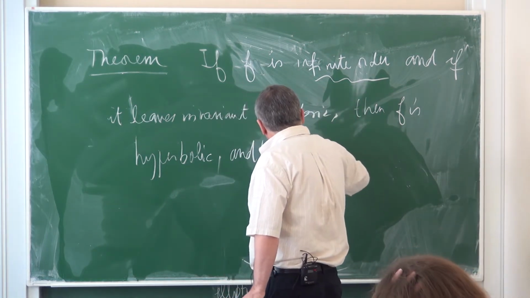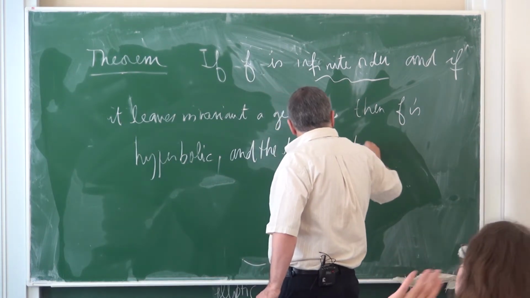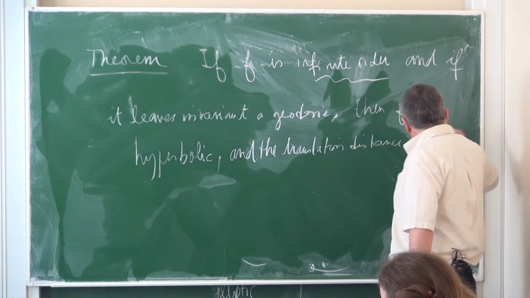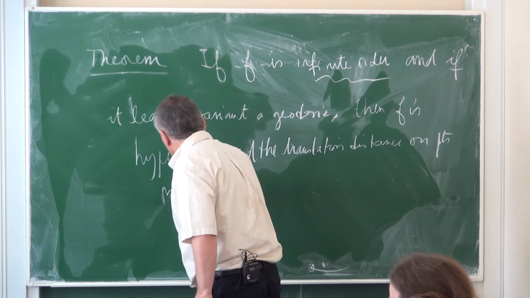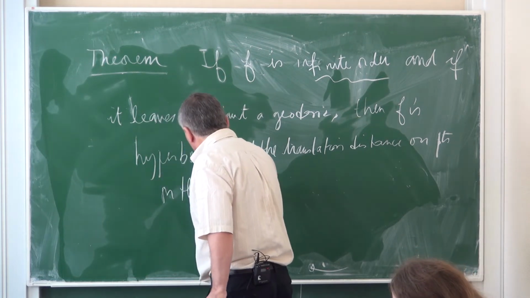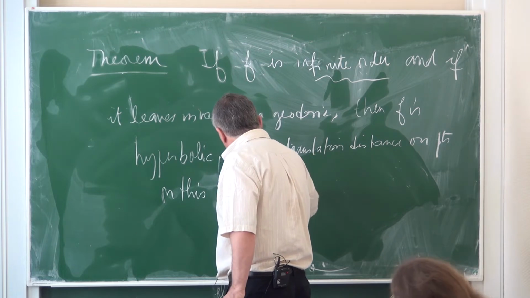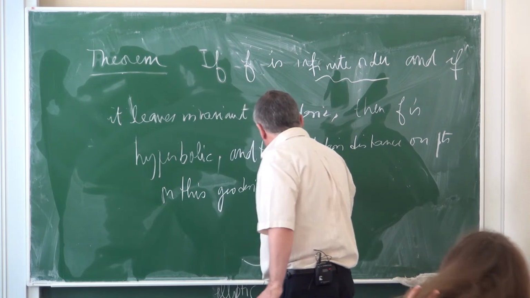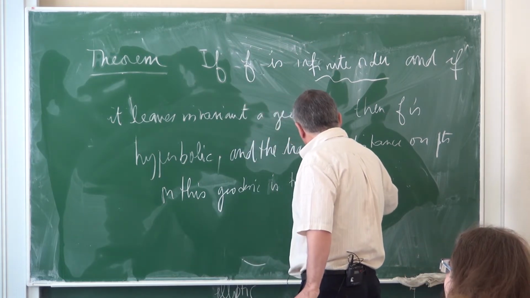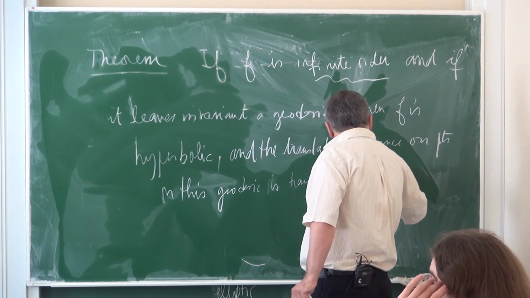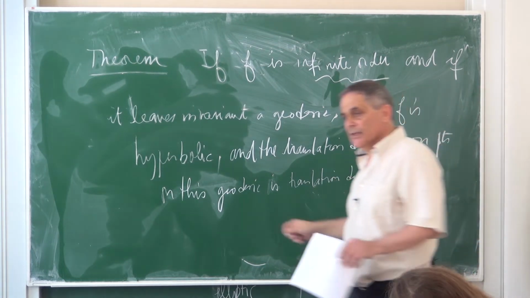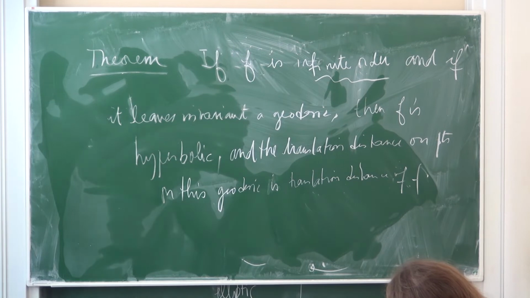And the translation distance of points of this geodesic is always equal to the translation distance of f. So in particular, if it leaves two geodesics invariant, then we always have the same translation distance on the two geodesics, at every point of the two geodesics.